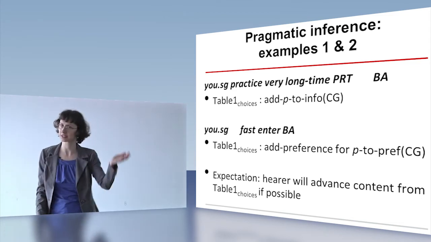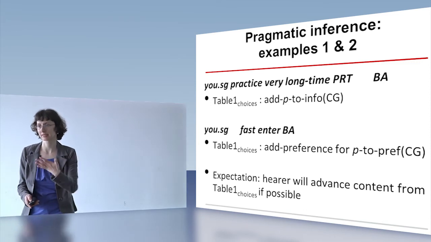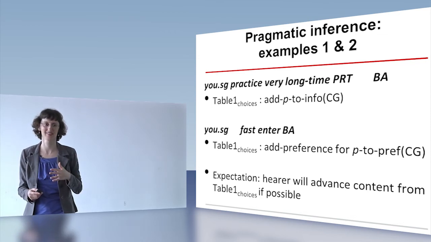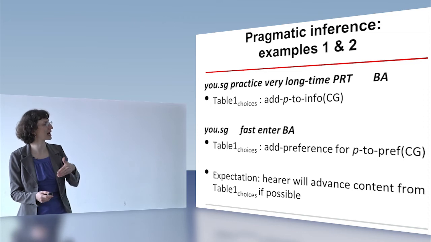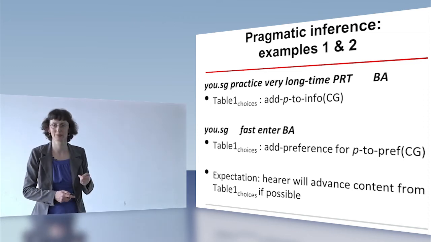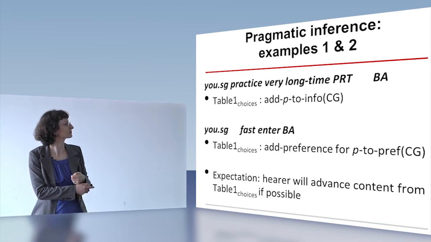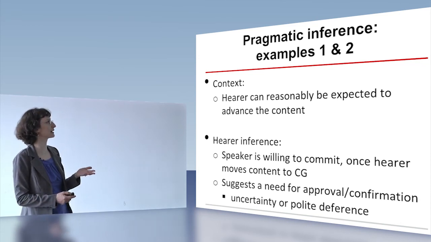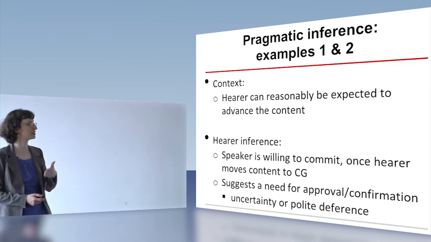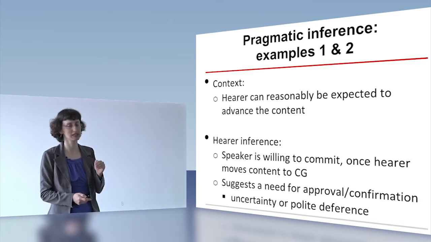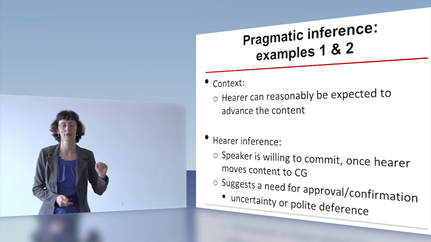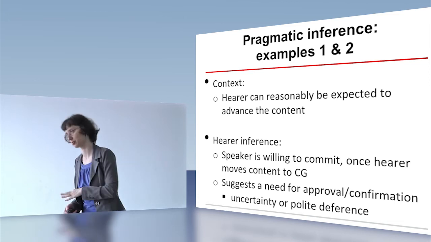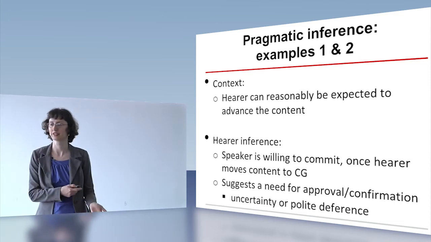So then you get this confirmation-seeking effect. Like, I'm actually asking for your input on whether you want to go in or not. The preferences are somewhat up to you. And likewise, I'm asking for your input on whether you practiced a long time. Right, so here the context is such that the hearer can reasonably be expected to advance the content towards the target. And so the hearer inference is that the speaker is willing to commit once the hearer actually goes ahead and moves that content towards the common ground. And this suggests the need for approval or confirmation, either due to uncertainty or due to politeness or whatever. Reasons could be numerous.